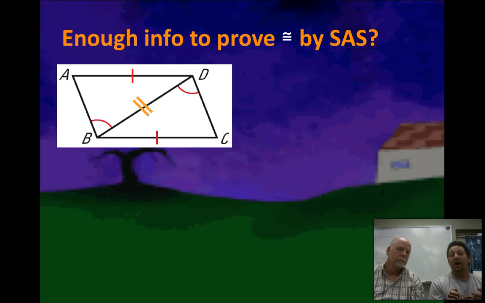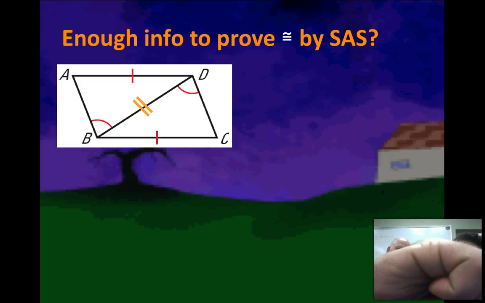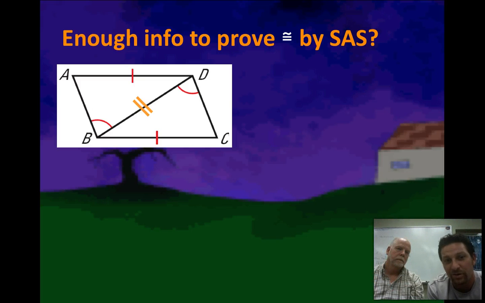So now I have two sides, which is part of my rule, and I have an angle. But is that angle in between where those two sides meet? So I can do my little thing with the fingers, and I can come up here, oh, not there, and then I can come down here, oh, not there either. Yep. So there is not enough by side angle side to prove that those two triangles are congruent.